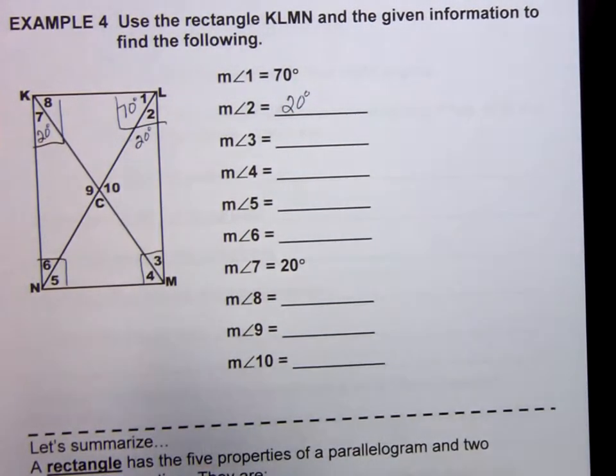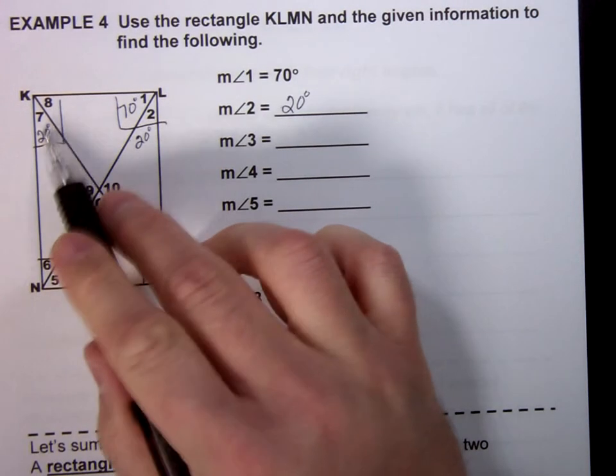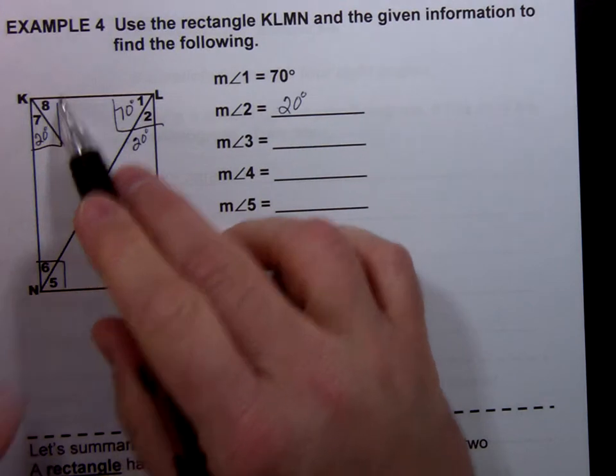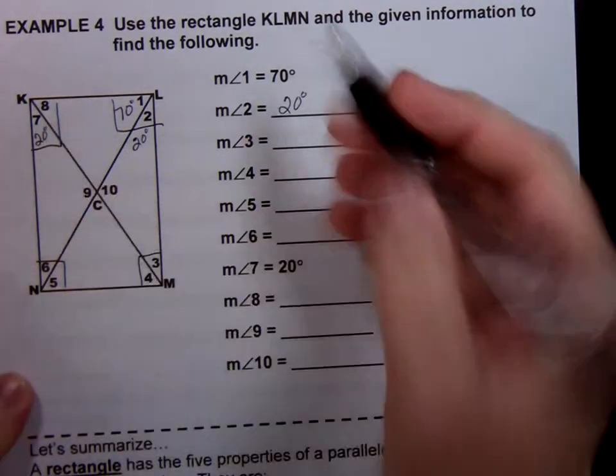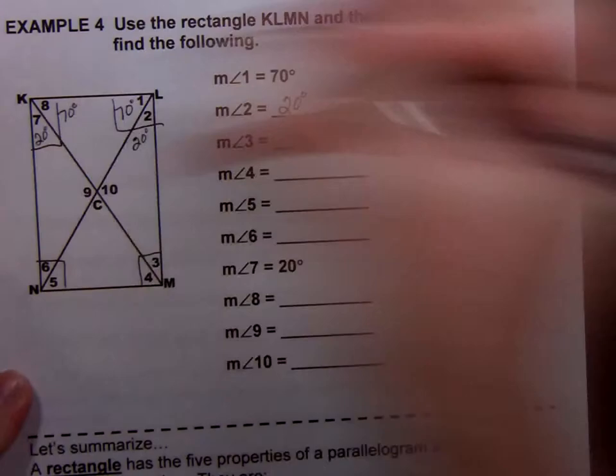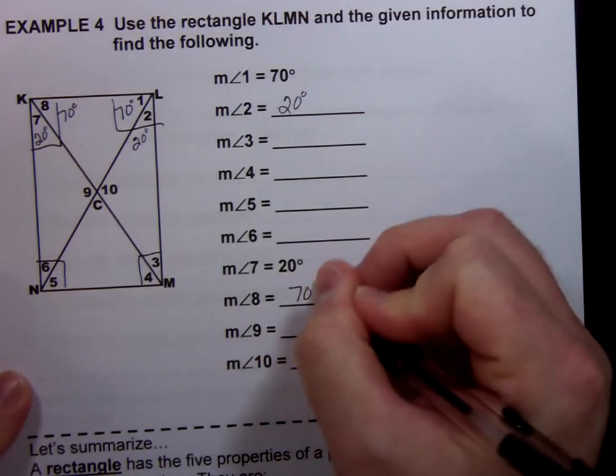And over here, same thing. These angles have to add up to 90 degrees again. This is a 90 degree angle that's been split into 2 parts. So if that's 20, this one has to be 70. 70 plus 20 is 90 degrees.